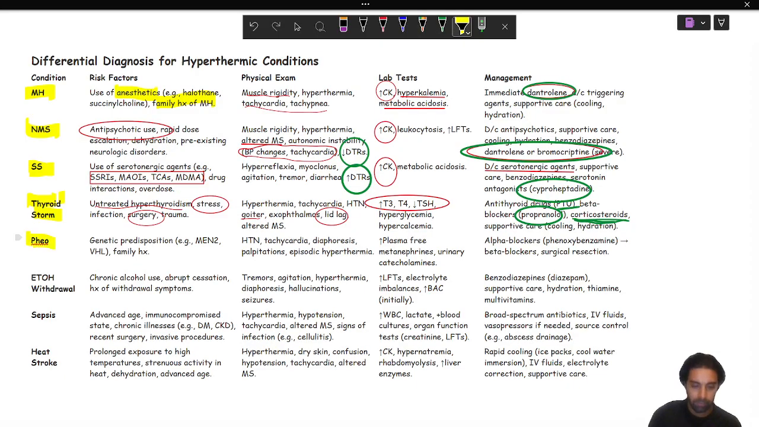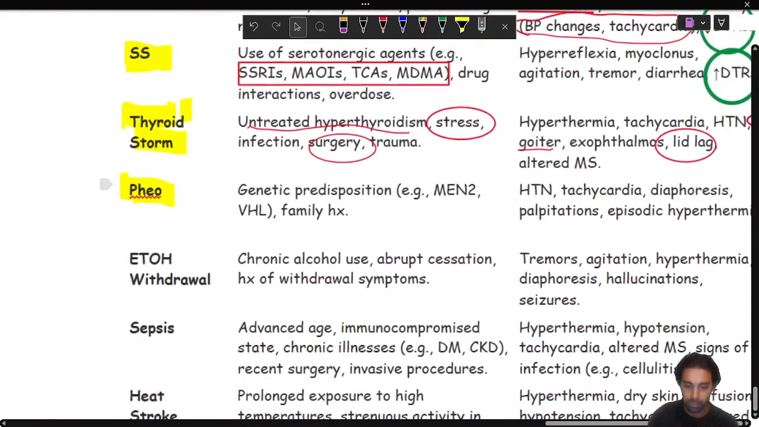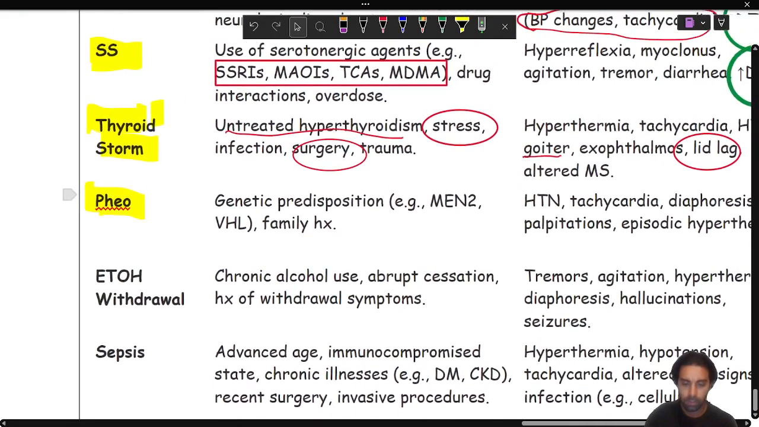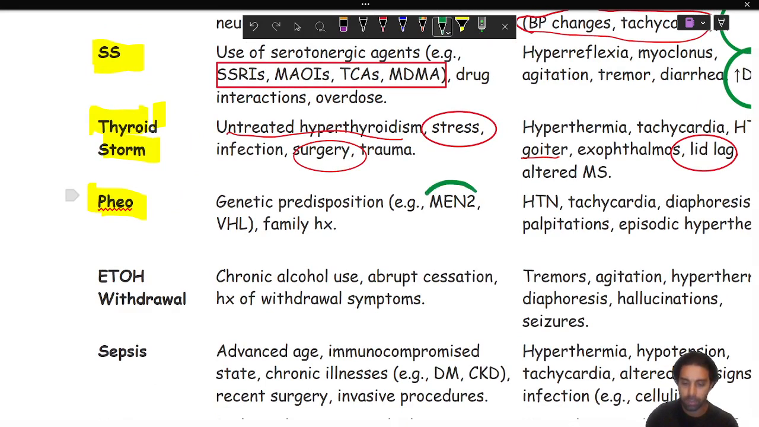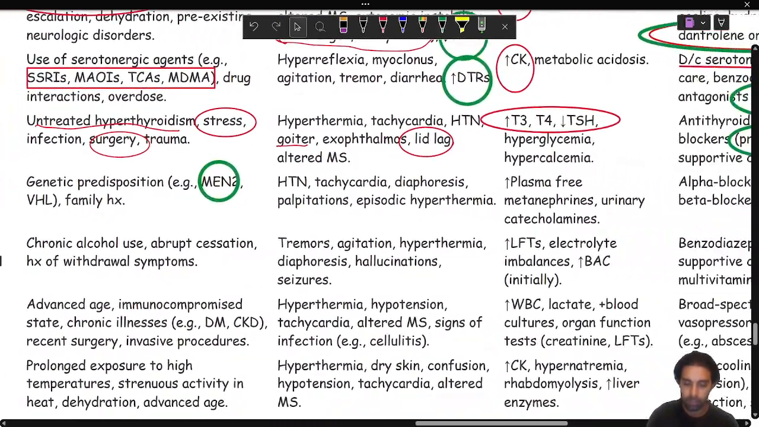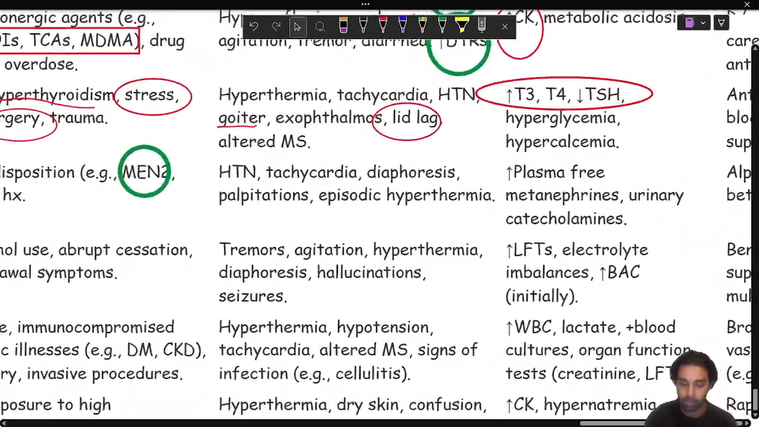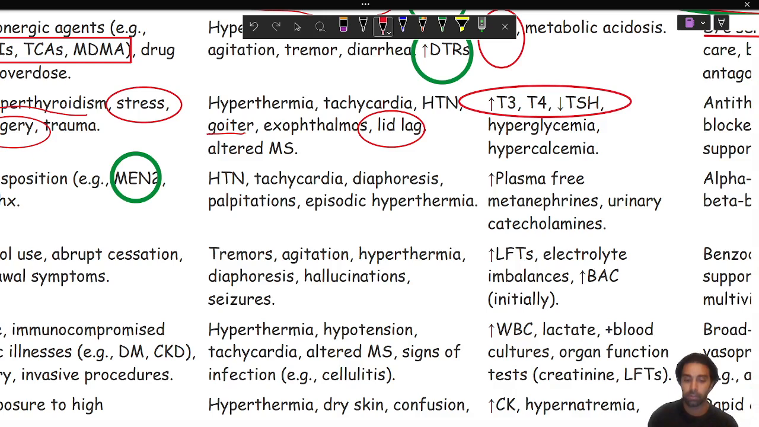Pheo. All right, pheo. I'm going to start zooming in a little bit. Let's just try to focus as we go along. Genetic combinations. So we think about MEN2 especially. Okay. I'm putting that as a differentiation because they might ask you something about pheo. You get hypertension, tachycardia, diaphoresis. So the triad for this one is going to be these three.